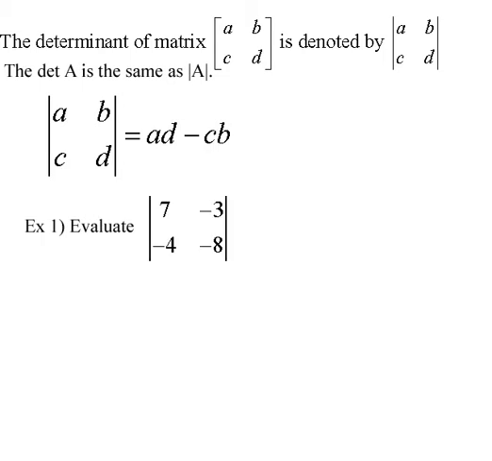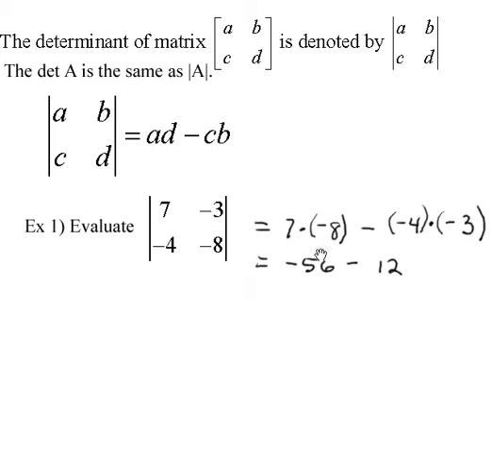So let's look at a numerical example and see what happens. The matrix is 7, negative 3, negative 4, 8. We'll multiply the diagonal going down: 7 times 8. I know you can multiply that in your head, but I'm just going to write out the steps here. And we're subtracting the product of the diagonal going up, which is negative 4 times negative 3. If we simplify that, we'll have our determinant.